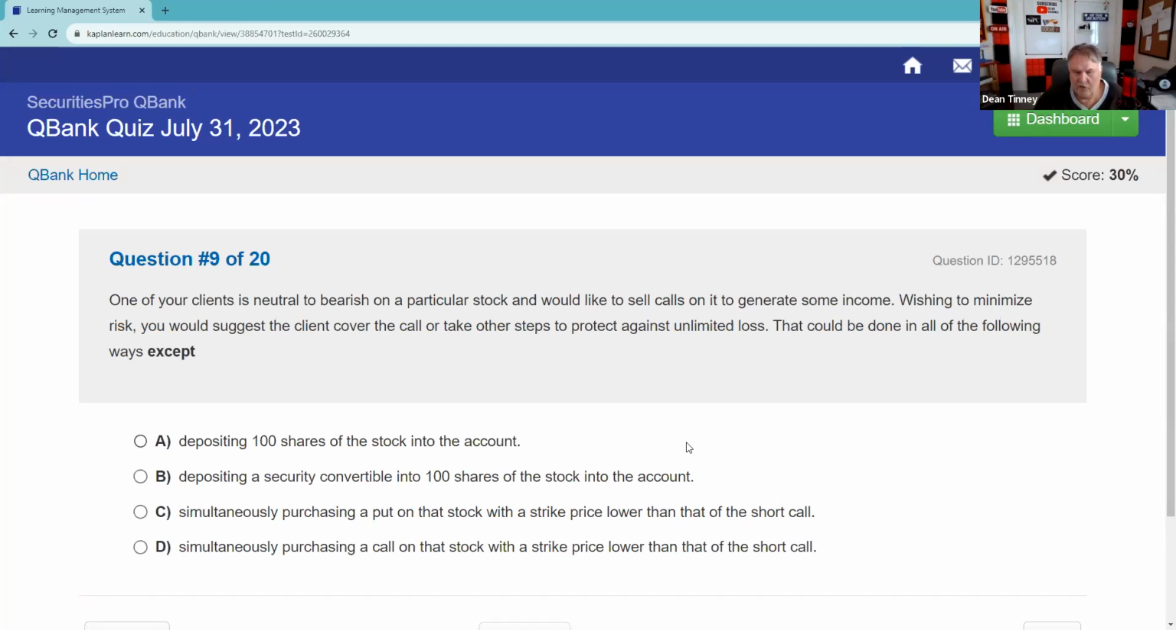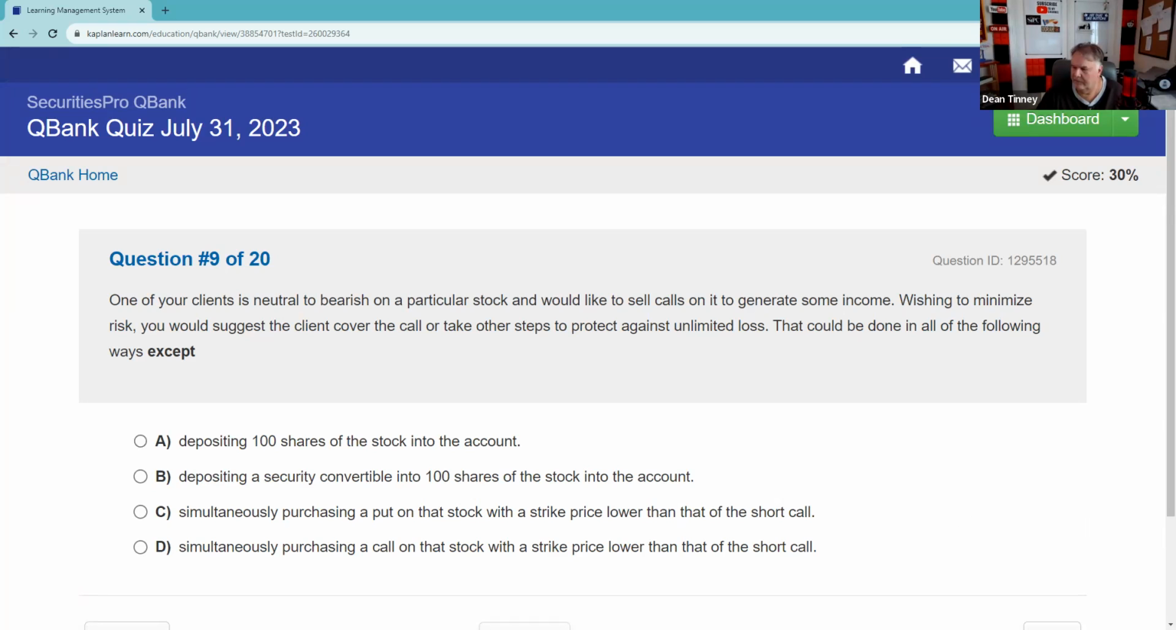Anyways, it says, and would like to sell calls on it to generate some income. We basically have three types of covered calls. We have bearish covered calls where we agree to sell the stock in the money. We sell in the money call contracts. We have neutral covered calls where we agree to sell at the market price, strike price, market price. And we have bullish. Wishing to minimize risk, I think that's a hint that we want some good premium income. You would suggest the client cover the call and take other steps to protect against unlimited loss. This could be done in all the following ways except.